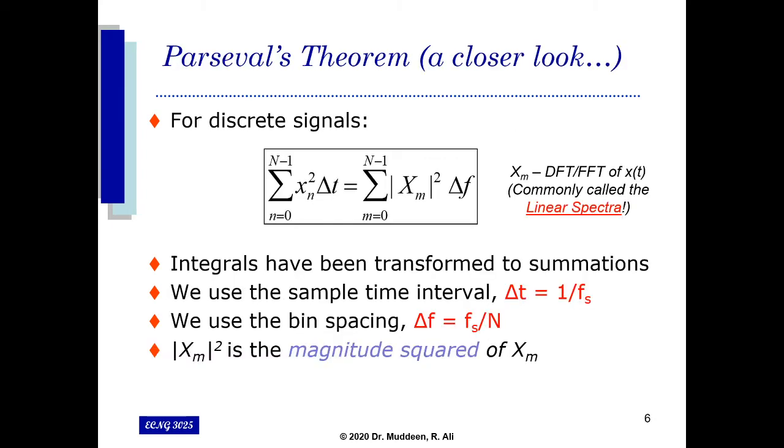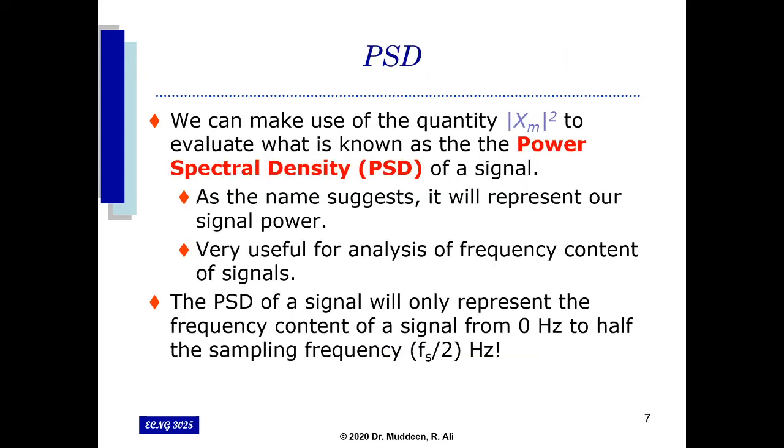So, just recapping what I just now said, all the integrals have been transformed into summations, and the sample time interval delta of t is equal to 1 divided by the sampling frequency, and the bin spacing, which is delta f, is equal to f of s divided by n, where n is the total number of samples. And the magnitude of x of m all squared is basically magnitude squared of x of m. And what we try to find out in particular is the use of the quantity magnitude x of m all squared to evaluate what is known as power spectral density of a signal.